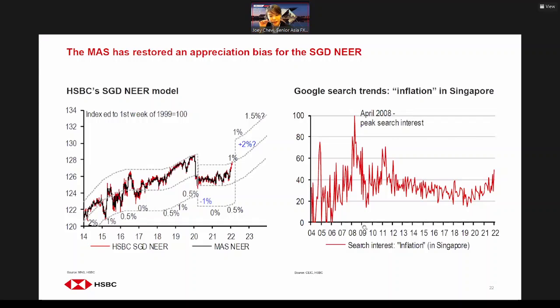And maybe finally, just finish up with Sing dollar, since I think usually there will be some questions on Sing ringgit. So Sing dollar is our favorite currency in Asia. The reason is very simple: globally, everyone's worried about inflation, right? And Singapore's inflation is also very high. And the MAS, the central bank in Singapore, is the only central bank that directly uses the exchange rate to manage inflation. It doesn't even use interest rates.